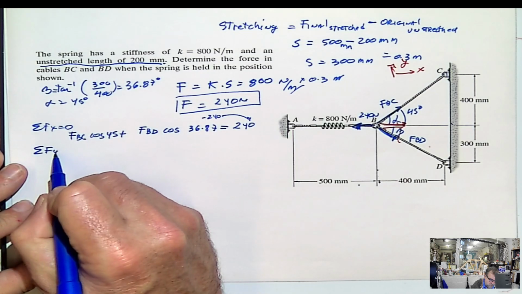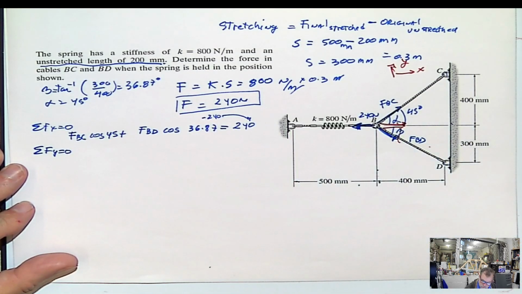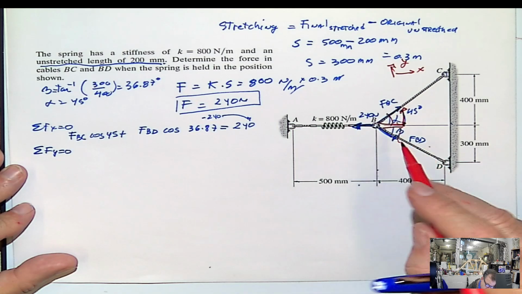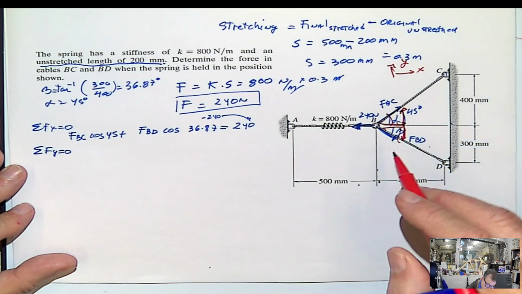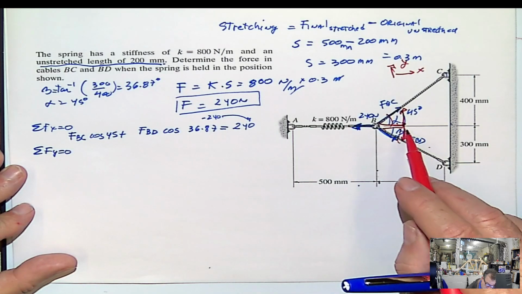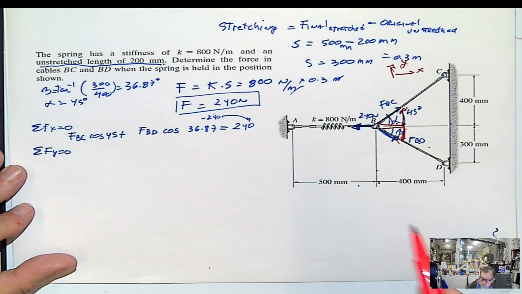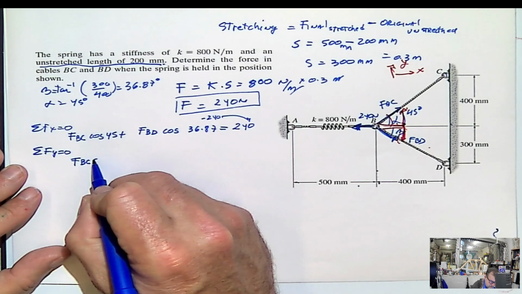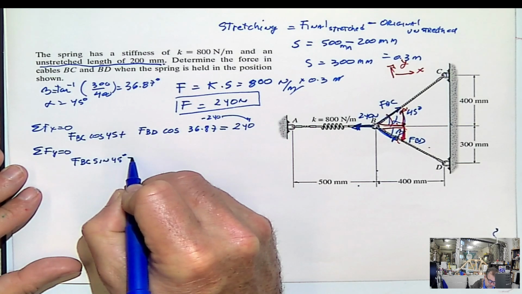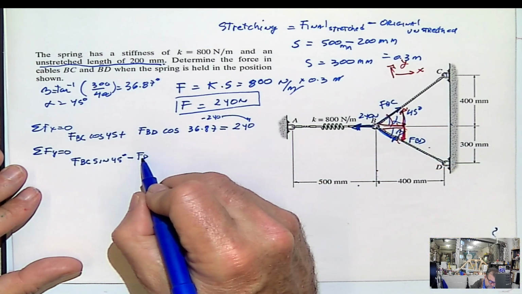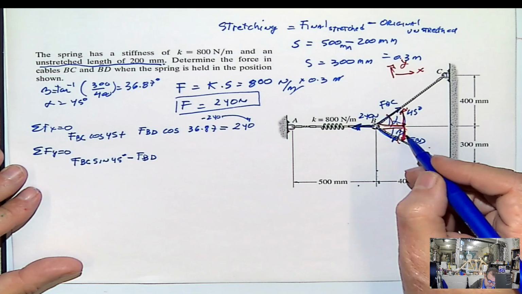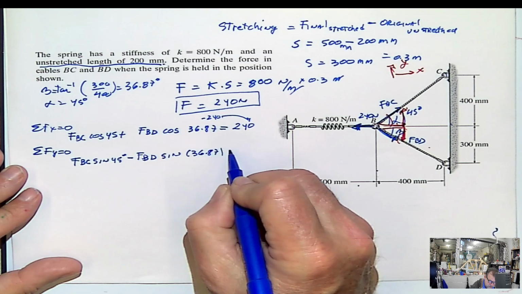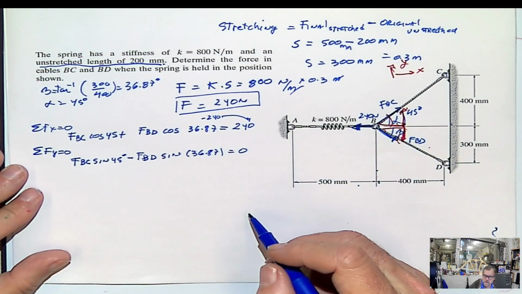And if we do summation of forces in Y equals 0, then we have this component, FBC sine alpha, this component, FBD sine beta. But this is negative because it points down, and this is positive because it points up. So FBC sine 45 degrees minus FBD sine of beta equals 0, because there's nothing else acting in the y direction.